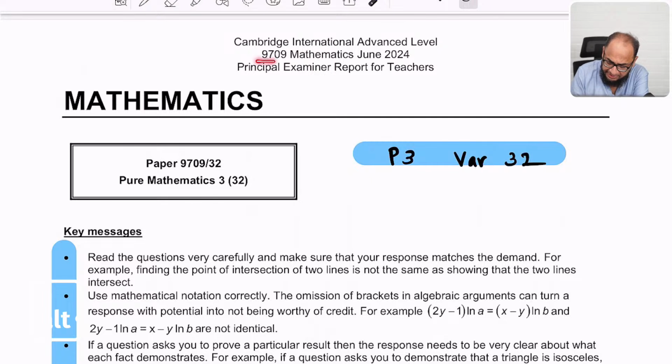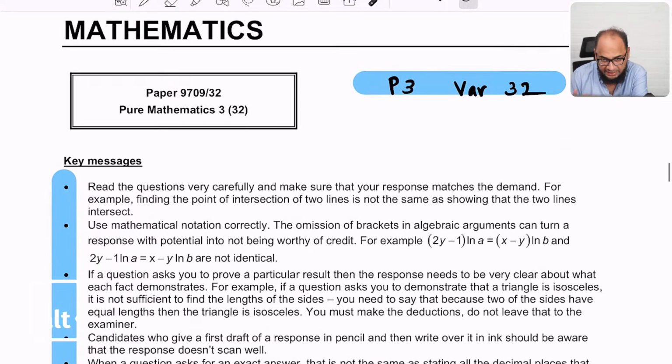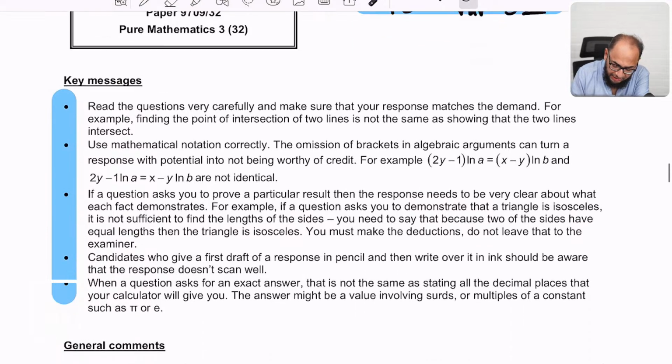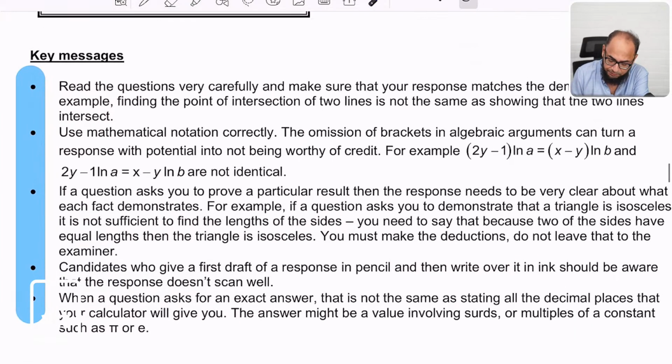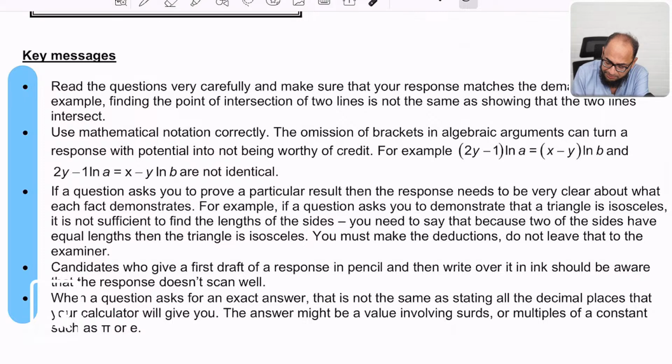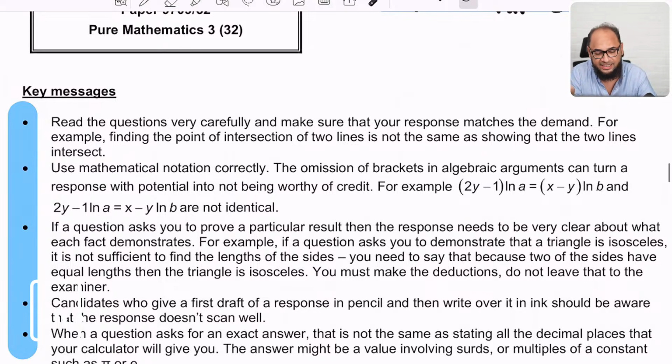What you see is that 9709 Mathematics, June 2024, Principal Examiner Report for Teachers. So, of course, the students can also benefit from it. What are the key messages? This is for the variant 32. Read the question very carefully and make sure that your response matches the demand. I think the examiner, of course, cannot be sarcastic, but there is a hint of sarcasm over here. That is, why don't people have this much logic that they should read the question thoroughly? They should understand what is being asked.